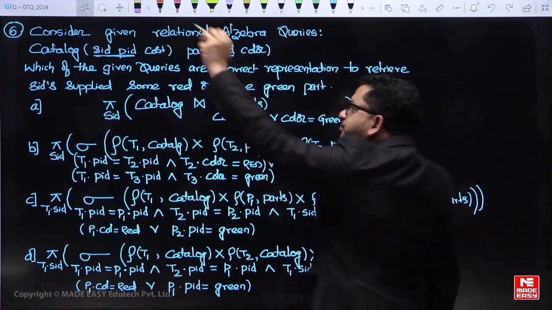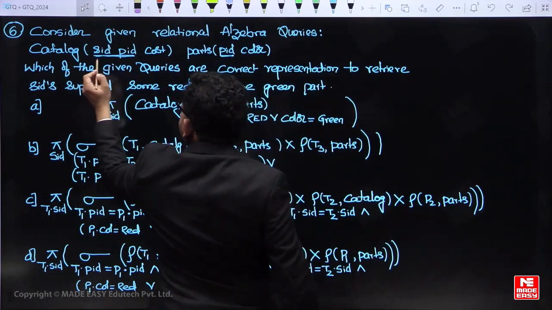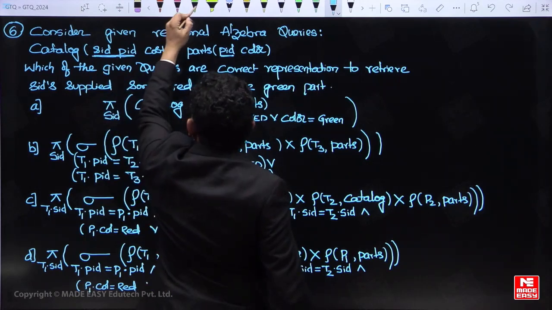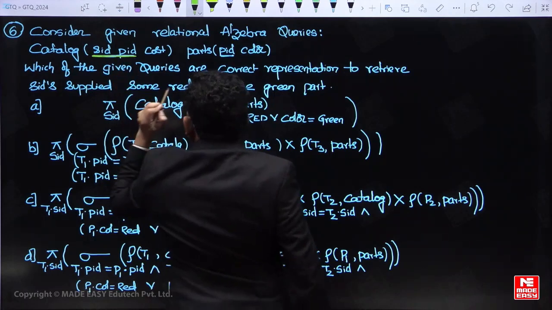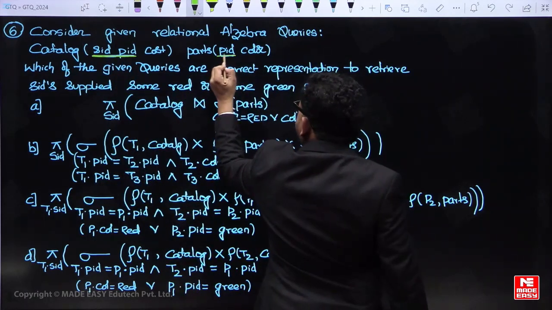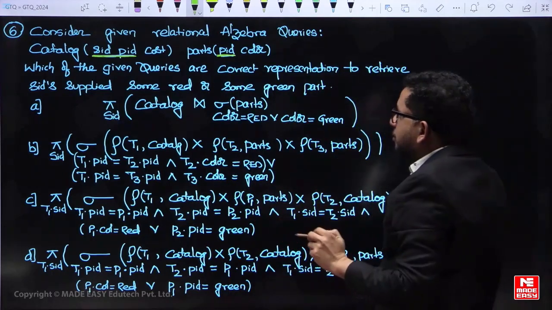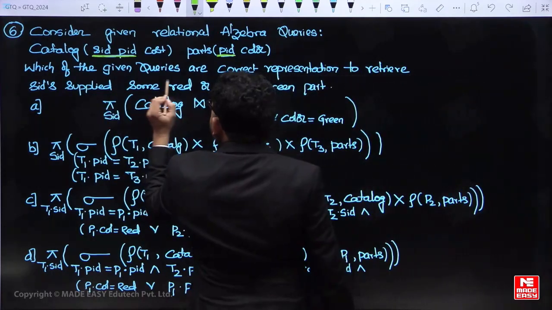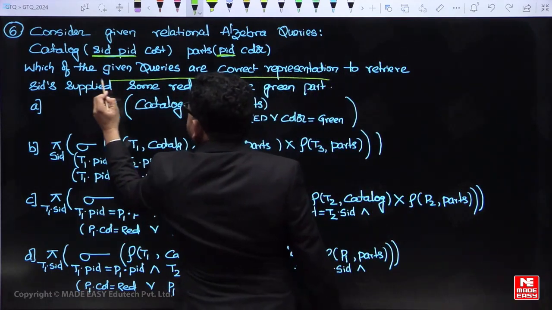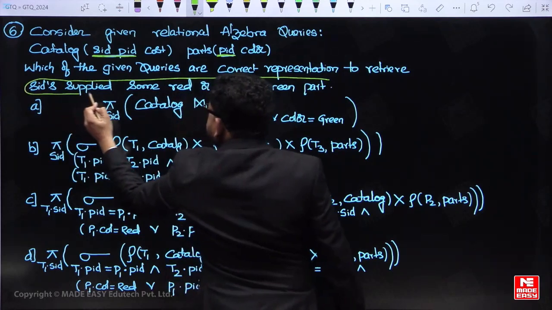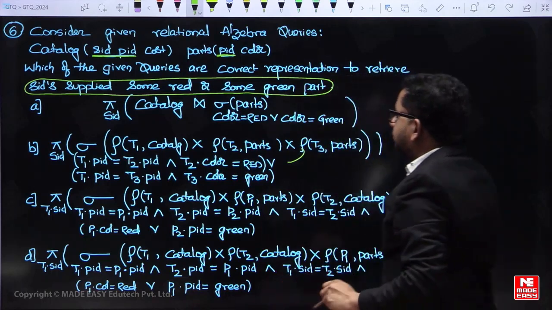Consider a given relational algebra query. The catalog relation is given, with SID, supplier ID, and pot ID, where the primary key is SID and pot ID. The pots relation is given, where pot ID is the primary key. Which is the correct representation of the query to retrieve SIDs who supplied some red pot or some green pot?